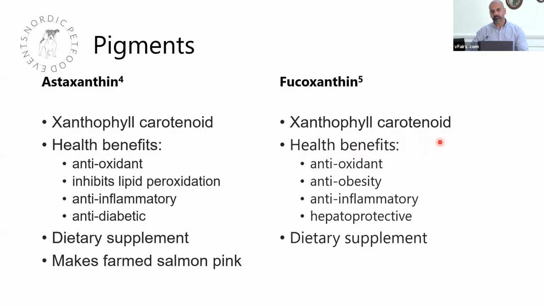Fucoxanthin, health benefits are antioxidant, anti-obesity, anti-inflammatory, hepatoprotective. It's also a dietary supplement. So I've added some references here. At the end of the presentation, one can see this 4 and 5 number in the superscript. One can find some publications that are related to these claims.